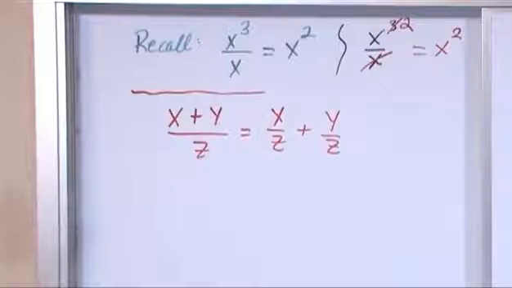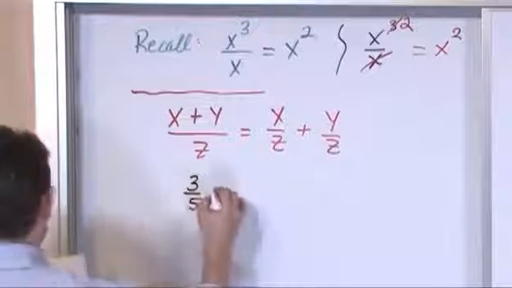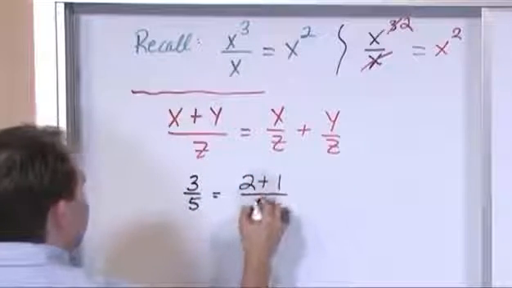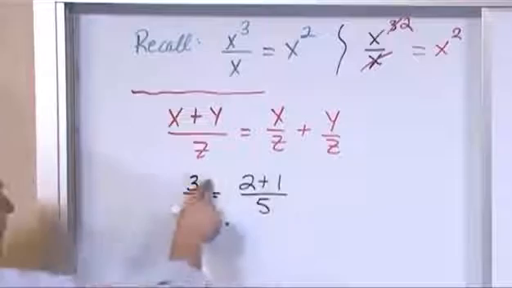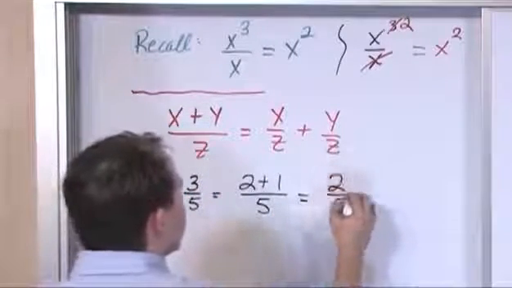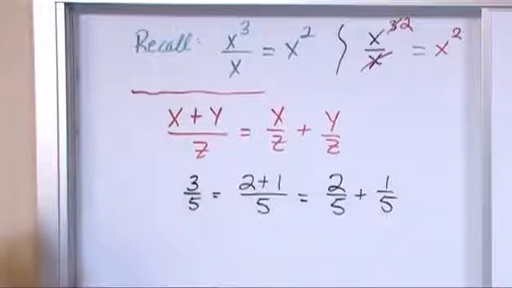And this applies to numbers as well. If you have 3/5, let's say, you can write that as 2 plus 1 over 5, because 2 plus 1 is 3. So you can write that as 2/5 plus 1/5. Going backwards may seem a little strange to you, like how did he do that? But think about it.